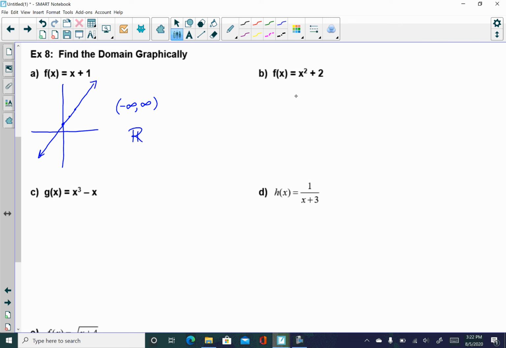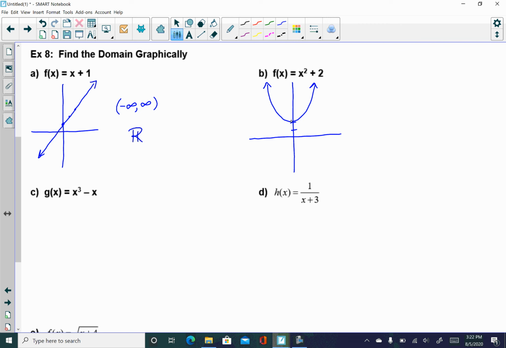Move on over to letter B. If I were to crank out this graph and try to figure out what its domain is, remember, domain means reading your x-axis from left to right. This is x squared, which means a parabola. This +2 just shifts me up 2 units. So it roughly looks something like this. Again, you can put this into y equals, y equals x squared plus 2, and hit graph in your calculator. Zoom 6 in your calculator gets you a nice viewing window. And this would be what you would see.